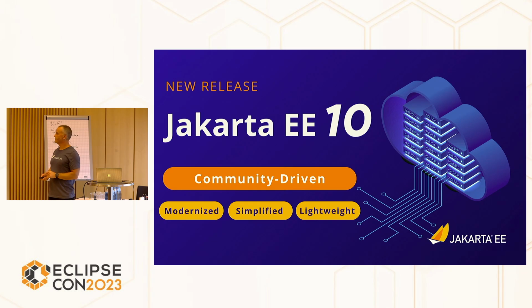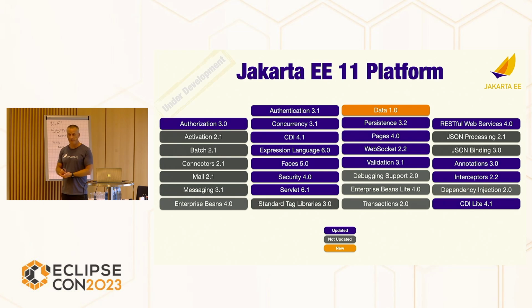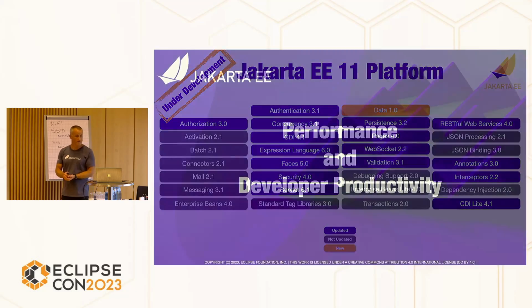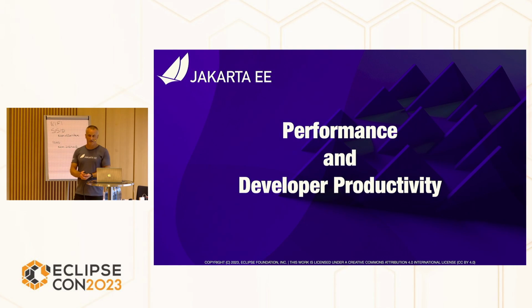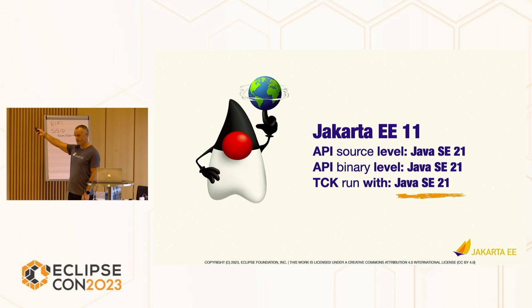Jakarta 10 is the current release, so go to 10 if you want to explore Jakarta EE now. Jakarta 11 is coming next year. We'll have some cool updates, especially around data. Performance and developer productivity are the theme for this release. We're going on Java 21. This means when Spring releases something that relies on the Jakarta EE 11 technology, they have to go on 21.